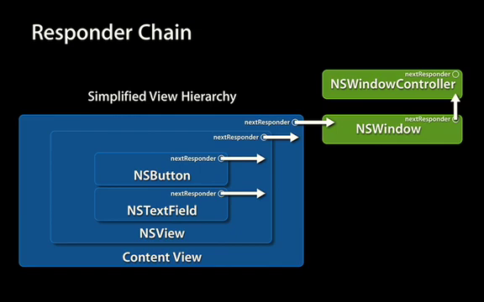And the NSWindowController is the last responder in this chain. If you have a window controller attached, if you have your own subclass, this is the last point that you can decide to override swipeWithEvent and handle it yourself if none of the other views have.